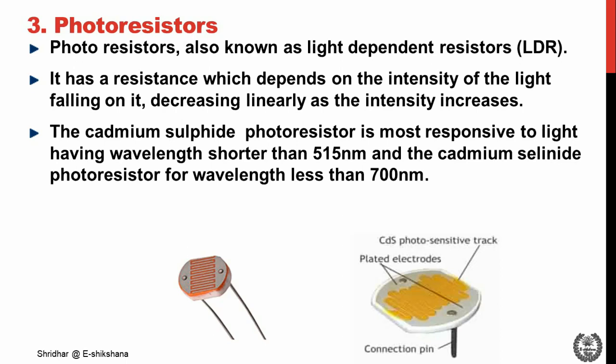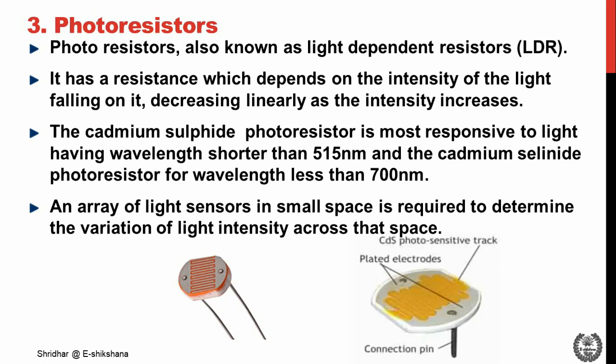The cadmium sulfide photoresistor is the most responsive to light of wavelength shorter than 515 nanometer, and the cadmium selenide photoresistor for wavelength less than 700 nanometer. An array of light sensors in a small space is required to determine the variation of light intensity across the space. So this is about the photoresistors.